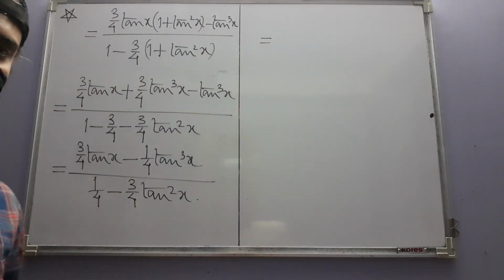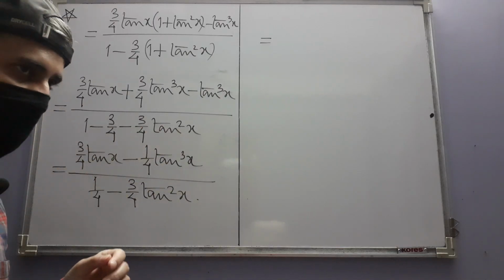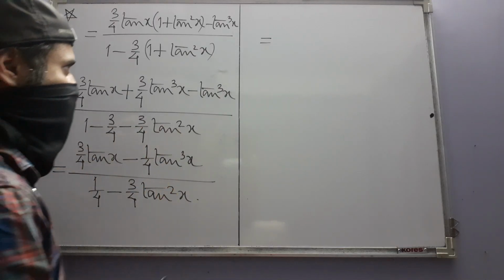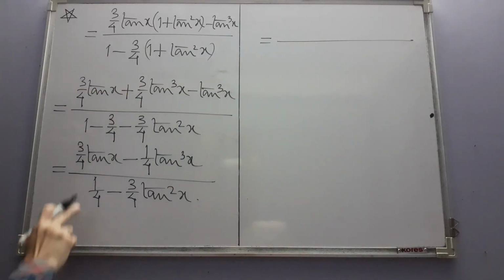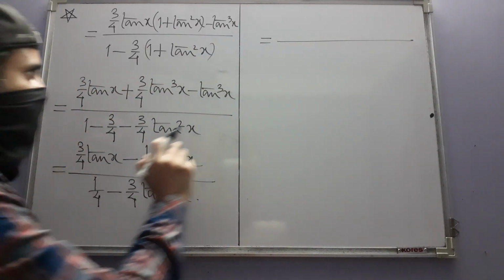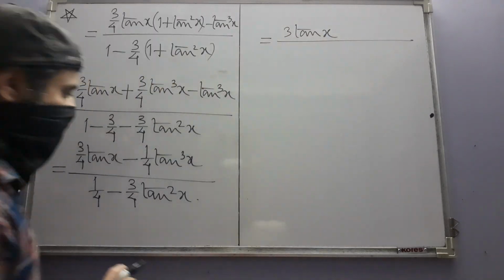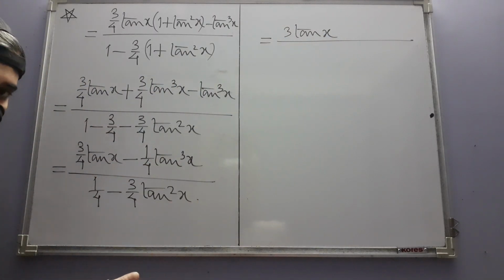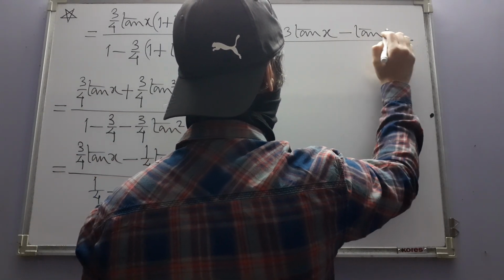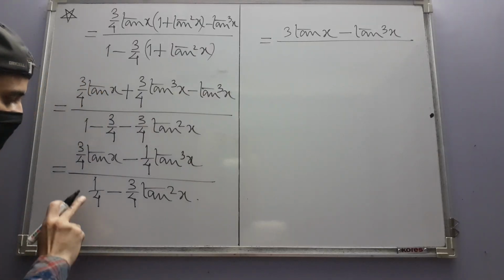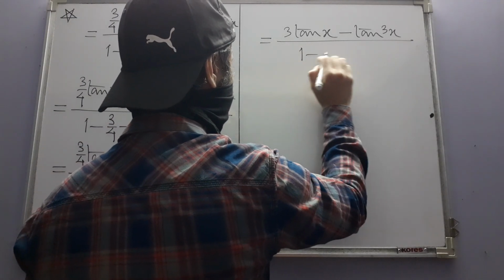Now all you have to do is multiply the numerator and denominator by 4. That itself will give you the formula, because you will then have 3 tan x minus tan cube x, because it's 1 over 4, divided by 1 minus 3 tan square x. Yes.